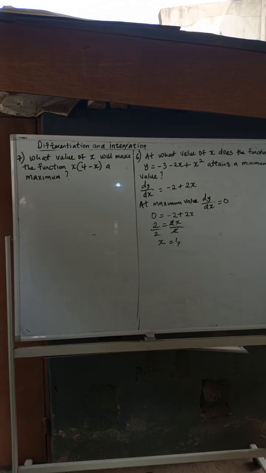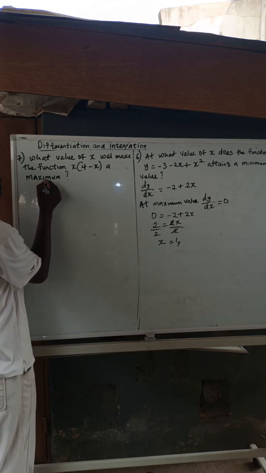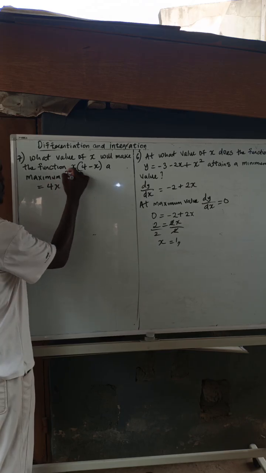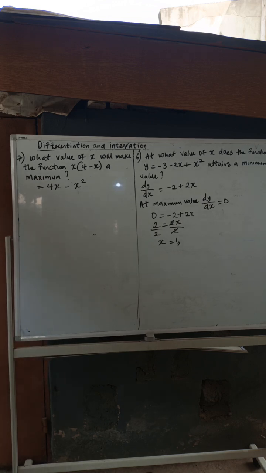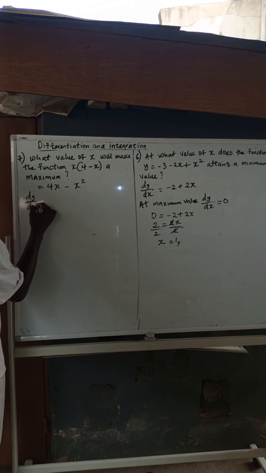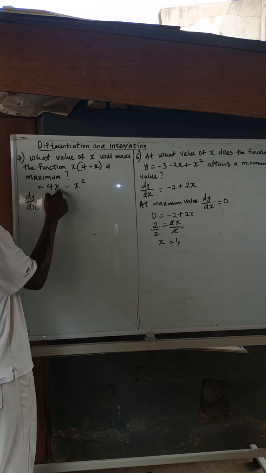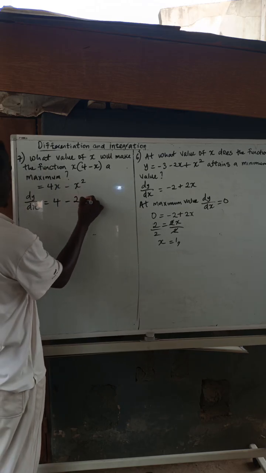Now, very easy. These questions are not questions that we should spend 2 minutes on. The first thing you need to do is to expand this bracket. By expanding this bracket, this gives us 4x, that's x times 4, that's 4x, minus x squared. So now, you can differentiate. Your dy/dx can now give you 4, I told you that. You should know how I got that 4 by now. Minus 2x.